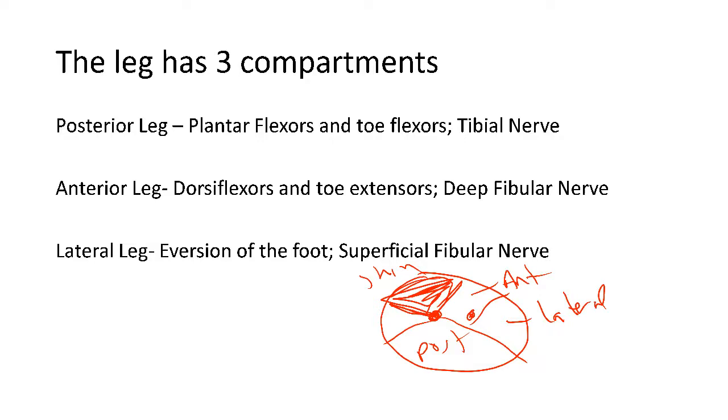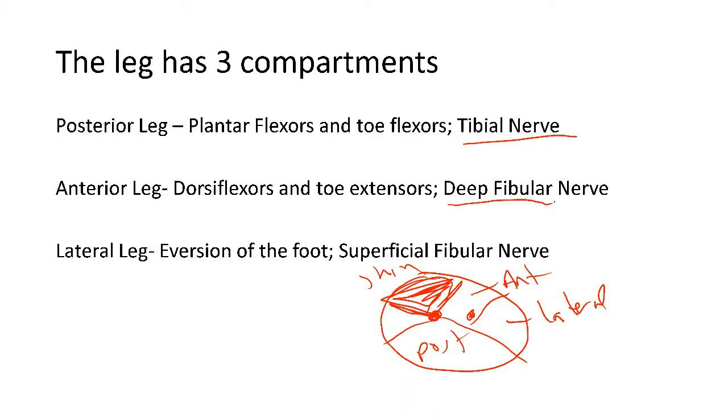We look at the posterior leg, it is still about the tibial nerve because it goes all the way down the posterior, plantar flexors and toe flexors. Anterior leg, we have dorsiflexors and toe extensors. This one, we have the deep fibular nerve.